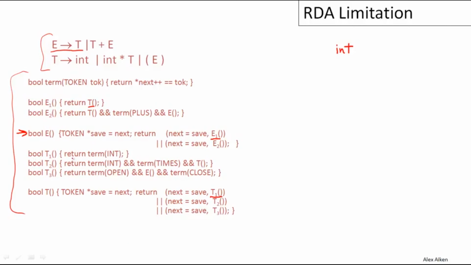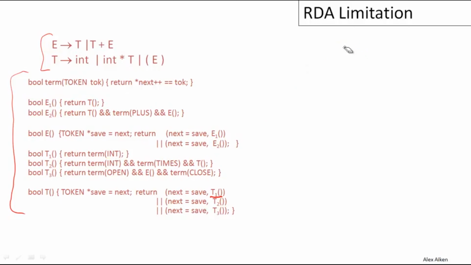Well, T1 recognizes an int, so that's good, and it will match it and return, and then E will return, and we will succeed in parsing. I forgot to mention that in the process, the input pointer will be moved across the int, so when we're done, E will return, and we will have succeeded in parsing the string int because the production for E returned true, and we consumed all of the input.